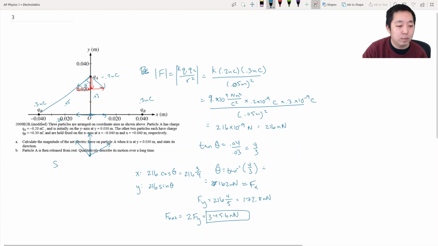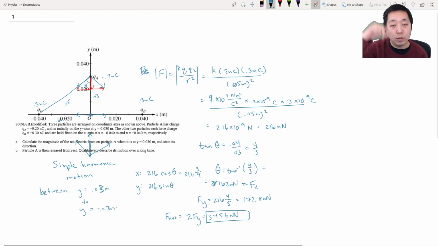This is simple harmonic motion. I don't know if it's simple harmonic motion, but it's going to oscillate. It's going to go from this point to that point, between y equals 0.03 meters to y equals negative 0.03 meters. So it's going to bounce between there and there. Okay.